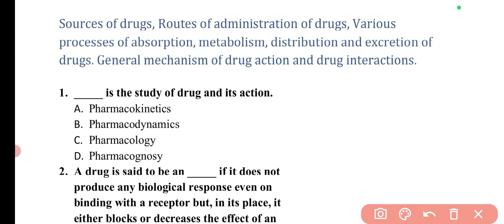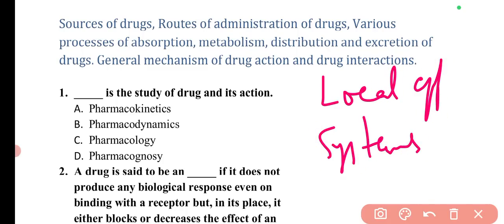So here we can first discuss different routes of administration, basically the different classes of routes of administration. Then we can proceed to the MCQ questions. First, there are basically two main types of routes of administration. The first is local administration, or local effects, and the other is routes of administration which produce systemic effects.